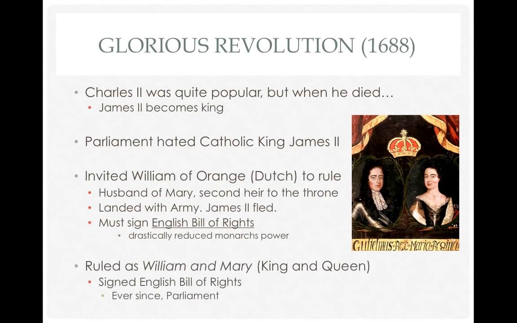These two are going to rule as William and Mary. That is called ruling as a co-regent. A co-regent is when there is a king and a queen together ruling. They signed the English Bill of Rights, and ever since, I'm sorry that this cut off here, but ever since, Parliament has had the true power in England.